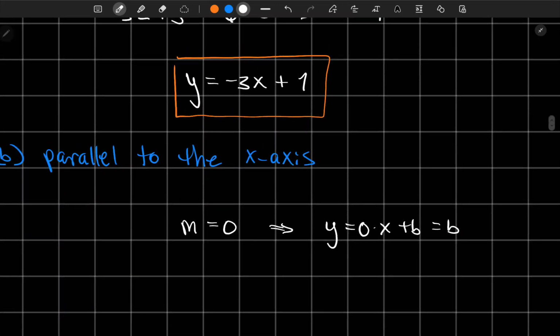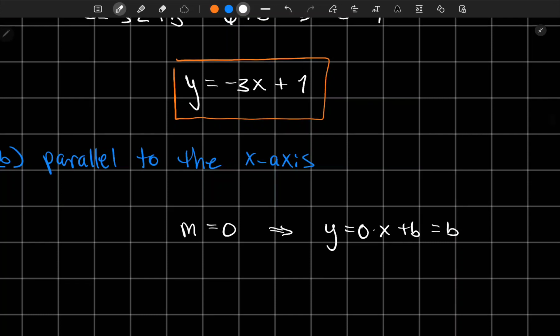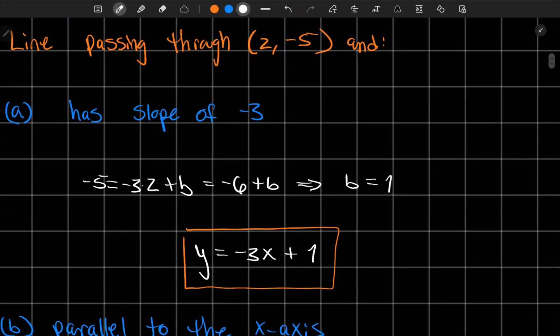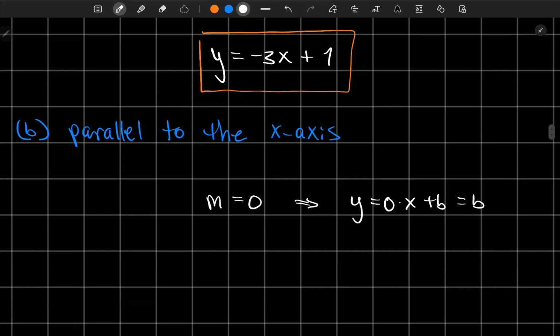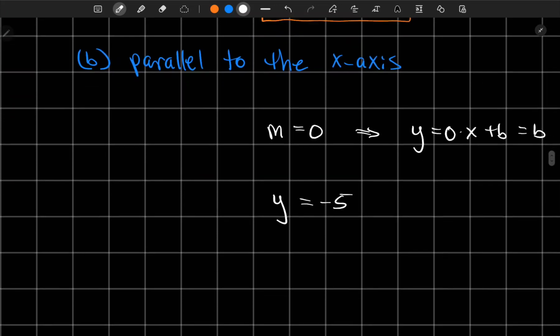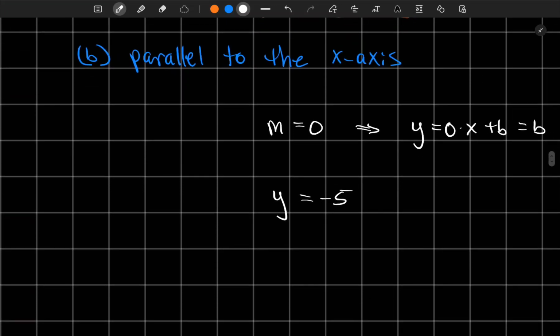Well, if we specify any point on the line, we have to specify a y value for it. We've already specified a y value of -5. And since this equation tells us that the y value is constant, we know that y is equal to -5 is the only solution to this equation. It is a straight line.